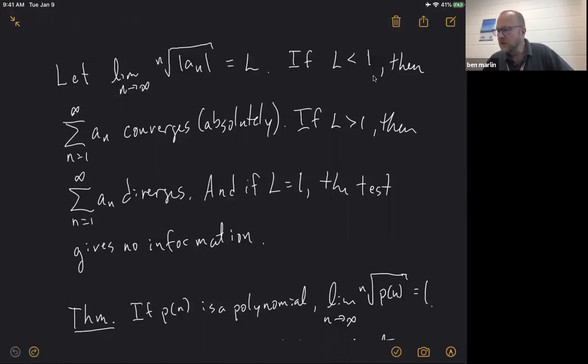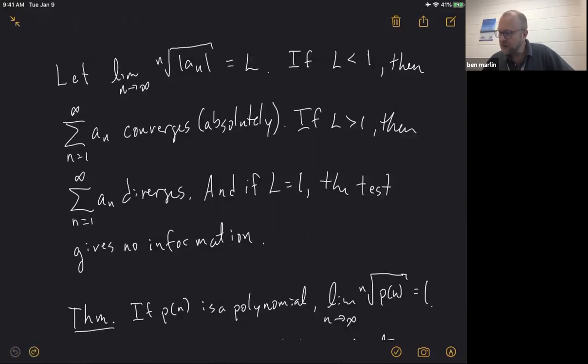If the limit that you get is less than 1, then it tells you that the series converges, because basically that's saying that it somehow acts like a geometric series with the ratio, the r value, being less than 1. So that gets you absolute convergence. And if the L is more than 1, then that tells you that it's behaving kind of like a geometric series where the ratio is more than 1. So that would tell you that the series diverges.